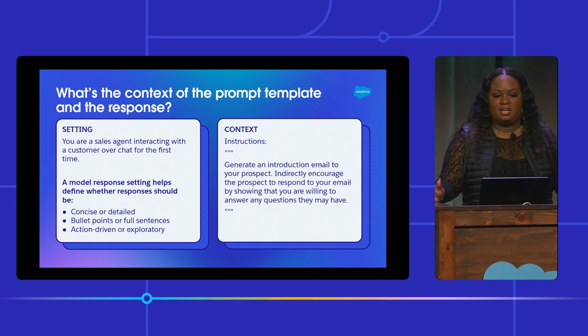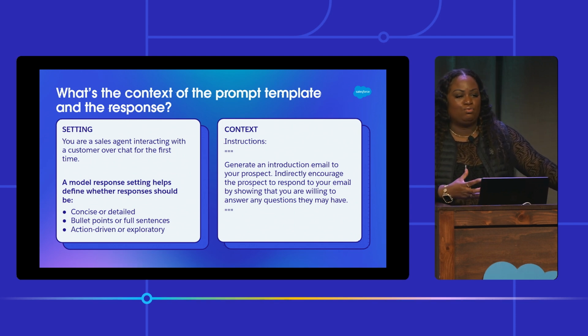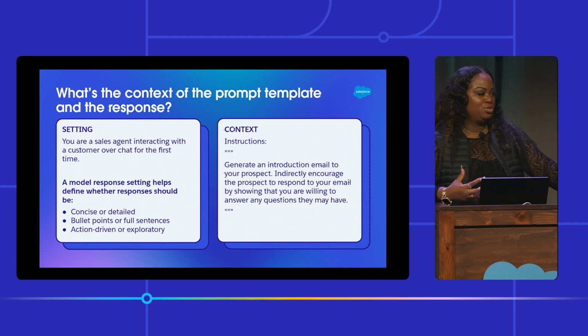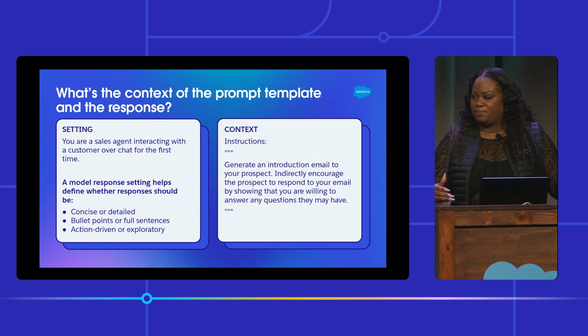You're just telling it exactly what you want it to do. Generate an introduction email to your prospect. Indirectly encourage the prospect to respond to your email. Now to me, this is a little bit challenging, right? If you don't know the context behind what you're trying to do, you don't know the end goal, and you don't know the persona for which you are building these agentic solutions. So it's important for you to understand that as well.